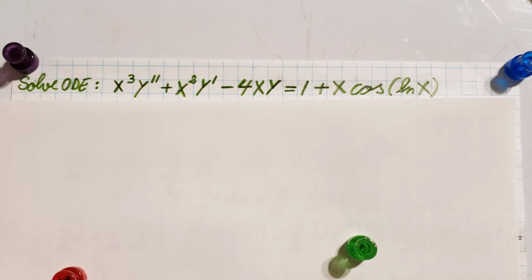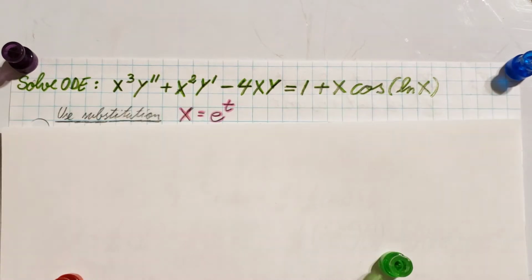Now, for this one, as a heads up, I'm going to tell you what we're going to be using. We're going to be using first the Euler Cauchy method, and then we're going to finish it off with the undetermined coefficient method. Okay, so first up, let's start with Euler Cauchy.